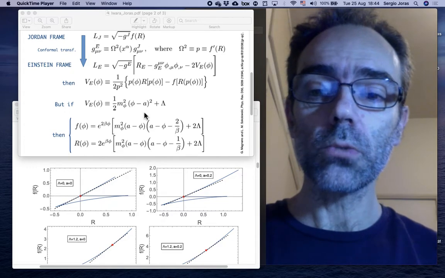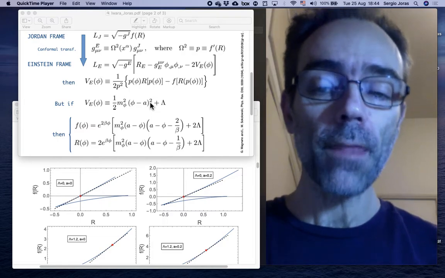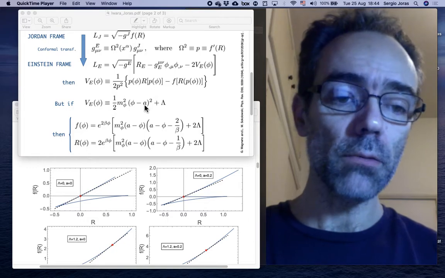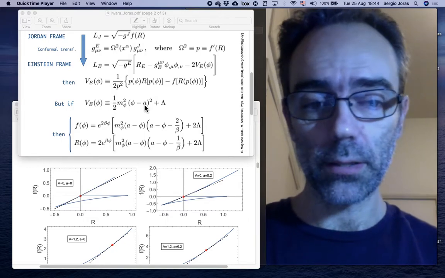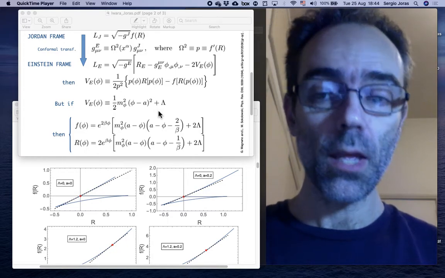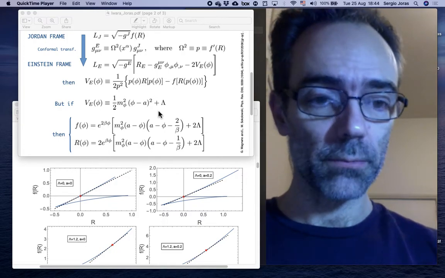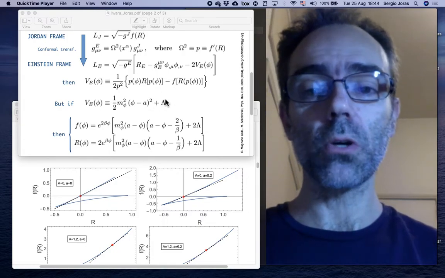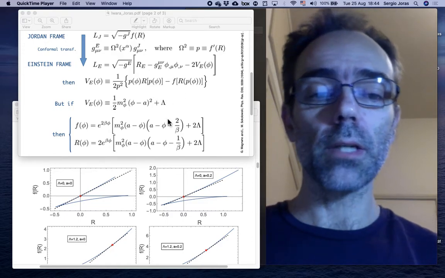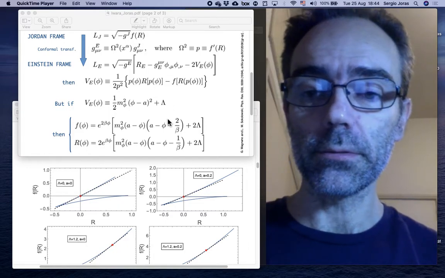So the question is, what if we start in the Einstein frame with a plain phi squared potential? Here, for the sake of completeness, we define the shift A, which will turn out not to be that important, and the cosmological constant, defined, not as is usually done, in the Einstein frame. At this moment, the cosmological constant is here just for the sake of completeness, but it will turn out to be a really important ingredient in the next transparency.